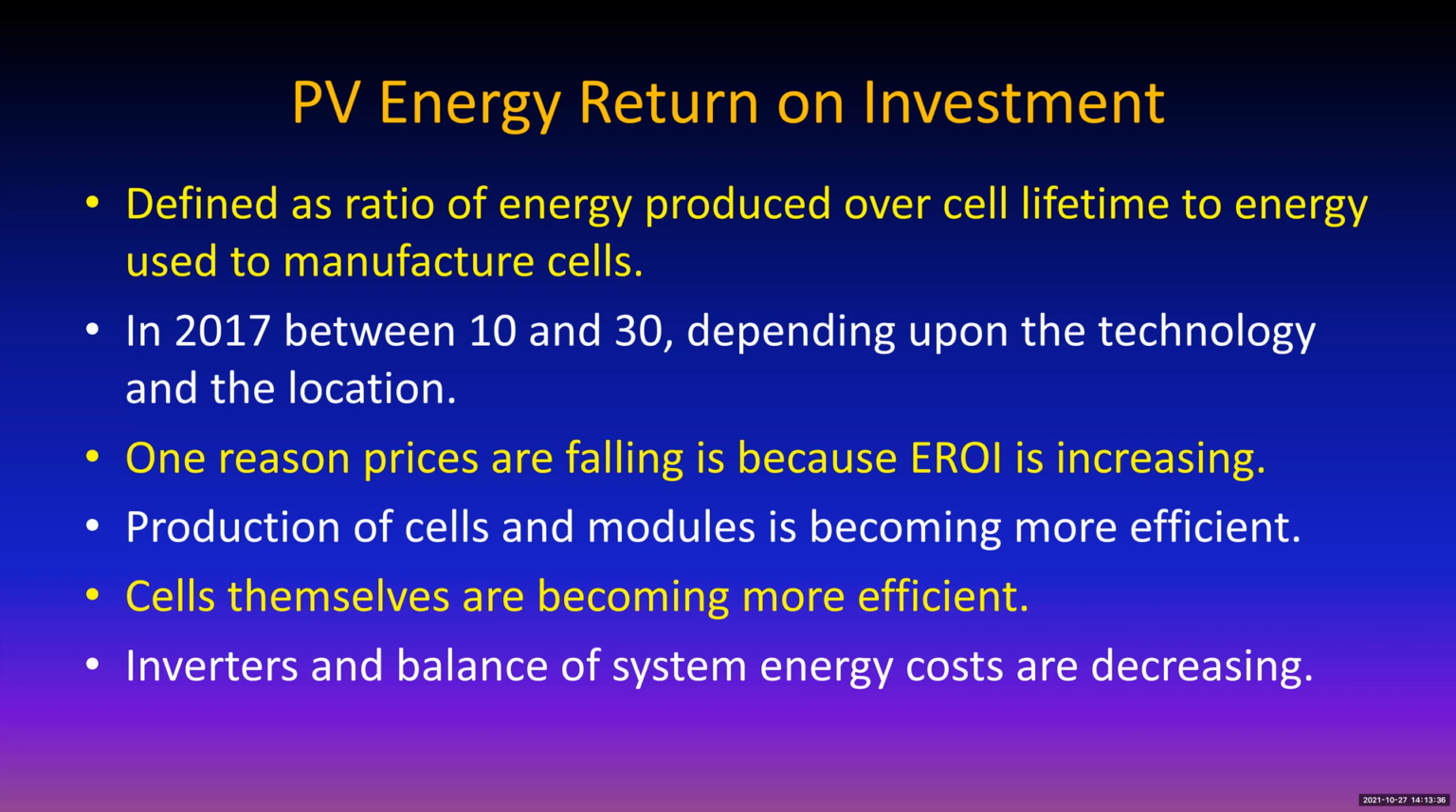So in any case, it's not just the cells, because the inverters and the balance of system energy costs are decreasing significantly. Inverters now, for the most part, do not have heavy transformers in them, lots of steel and lots of wire. They're very small. I mean, a 125,000 watt inverter measures something like 3 feet by 1 foot by 1 foot.